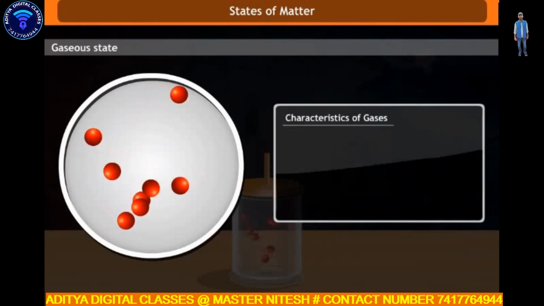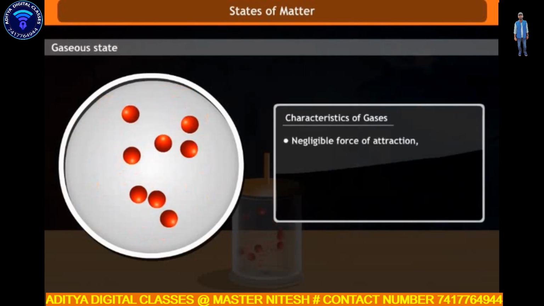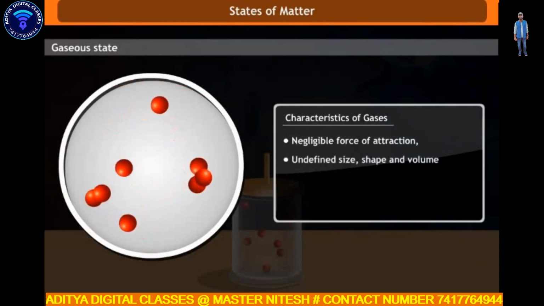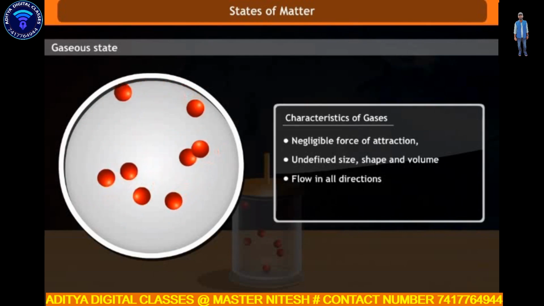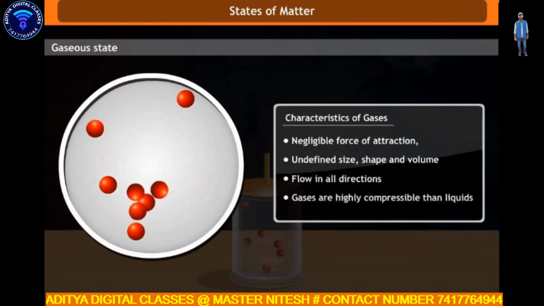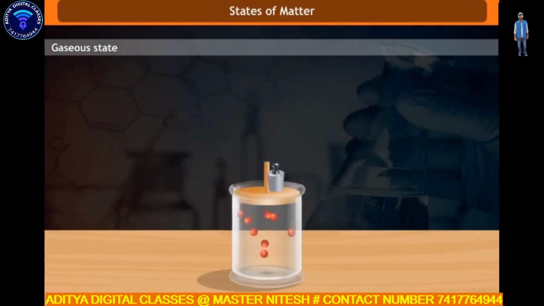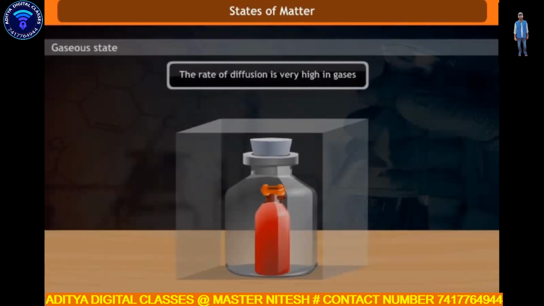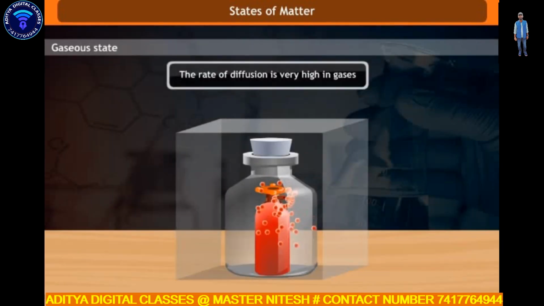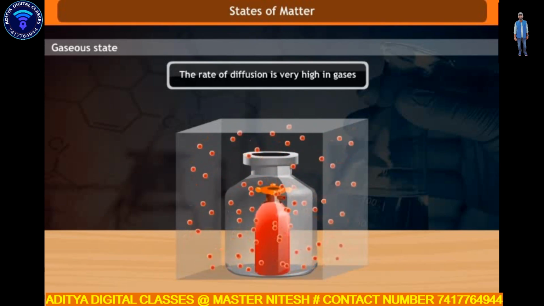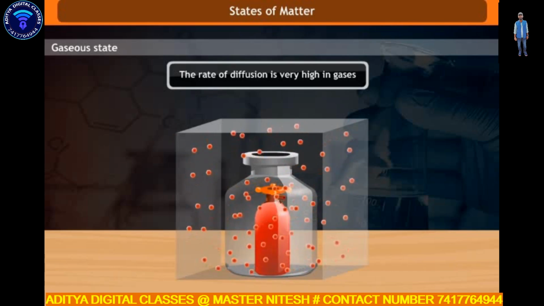Characteristics of gases. They have negligible force of attraction, undefined size, shape and volume, and flow in all directions. Gases are highly compressible compared to liquids. Here you can see the piston easily moves. The rate of diffusion is very high in gases. Here you can see that gases of nitrogen intermix with air. They have lesser density than solids and liquids.